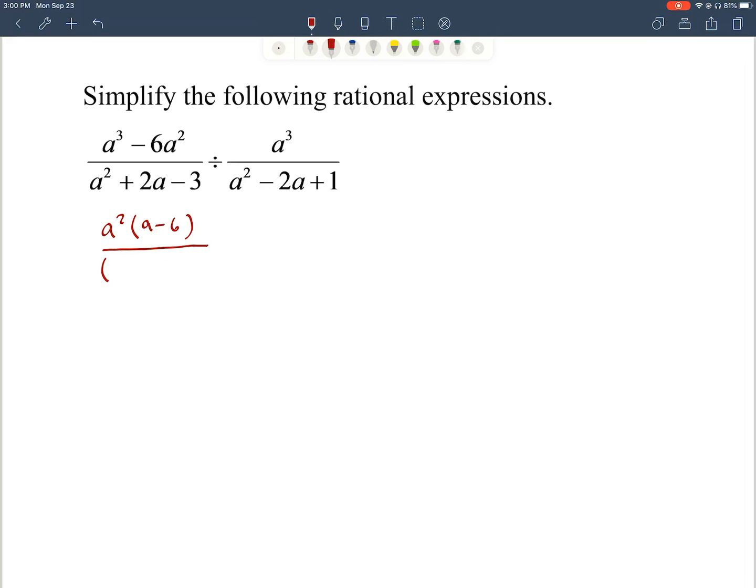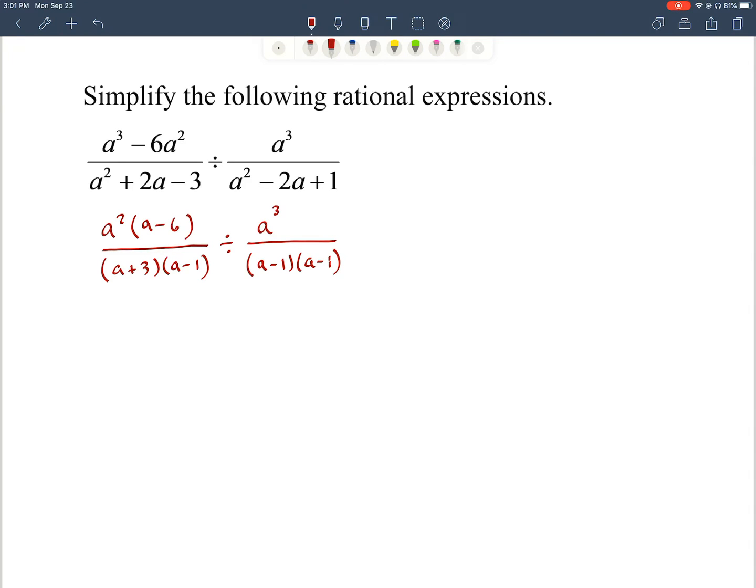On the bottom, that should be an a plus 3 times the quantity of a minus 1. And we're going to actually, we'll just leave it as division for the moment, and then we'll talk about what happens when we change it to multiplication. So that's going to be an a to the third, and on the bottom, it looks like we have a perfect square trinomial, so a minus 1 times a minus 1.